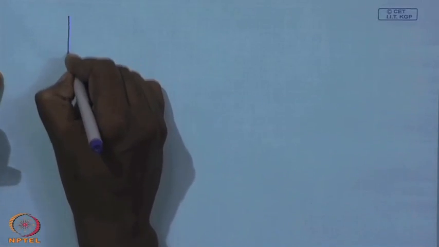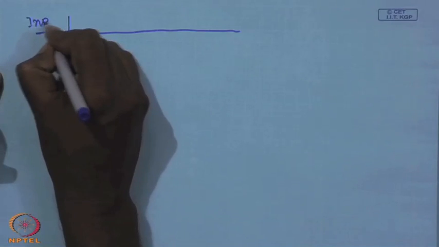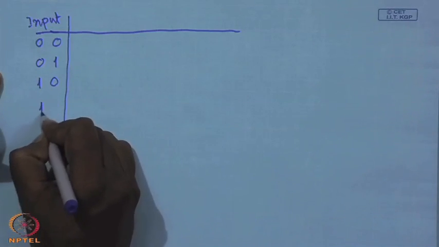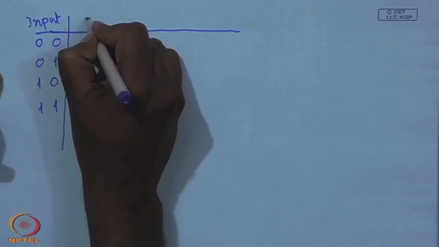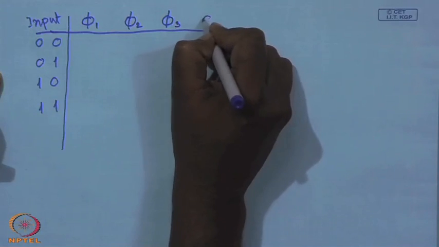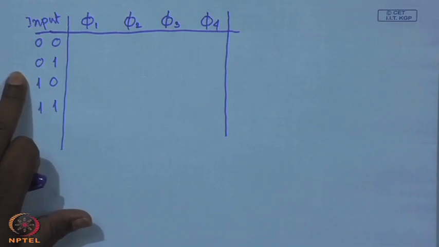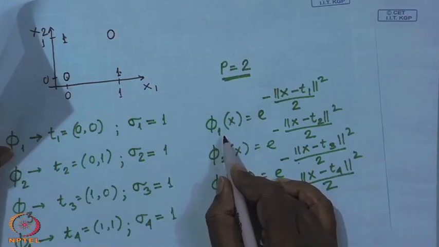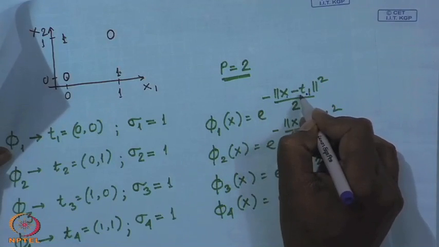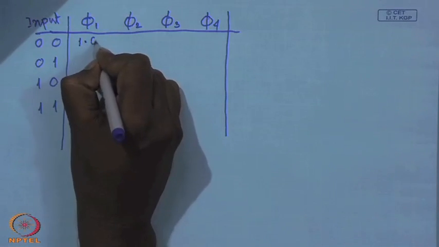So, I put that in the form of a table. Here I have input feature vectors: 0 0, 0 1, 1 0 and 1 1. And I have the RBF functions phi 1, phi 2, phi 3 and phi 4. So, when you input the feature vector 0 0 to phi 1, you find that your x is equal to t 1. So, this exponent is equal to 0, which means that phi 1 x will be equal to 1. So, this phi 1 x over here will be 1.0.